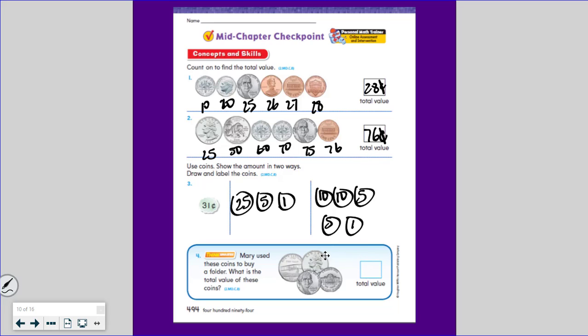And then the last one, we got to show Mary used these coins to buy a folder. What is the total value of the coins? So the folder Mary bought, let's see, this is 25. This is 25, right? Those are both quarters. And then a nickel and a nickel. So now we can add these up. 25 and 25 is 50. Then 55, 60. So the total value is 60 cents.